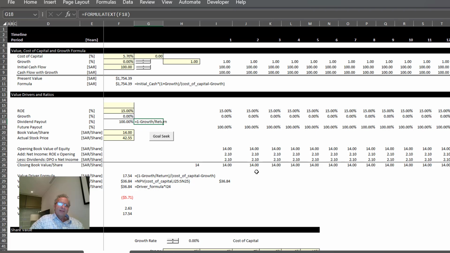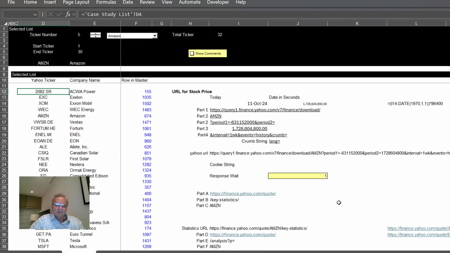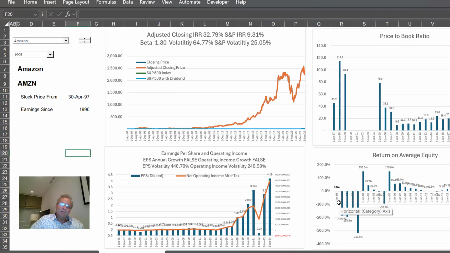Okay, now here's what we did. We have a cost of capital and we have a growth rate. And I was able to just put a spinner box on this growth rate. And what I need to do now is I had a couple of more examples. I gave you all these lists.